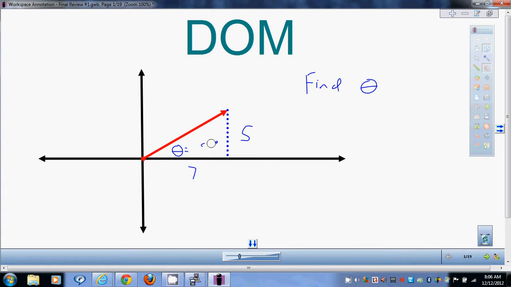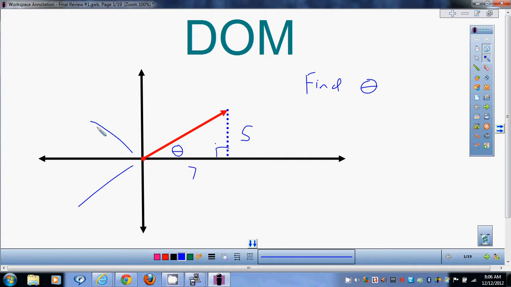So how we found this, given the 5 and the 7. First off, you know it's a right triangle because it forms a right angle here, right? Anytime you have an angle anywhere on the unit circle and you're asked to find a theta, the process is to connect that to the x-axis and form a right angle. Okay? And then once you do that, you'll always want to use SOHCAHTOA.